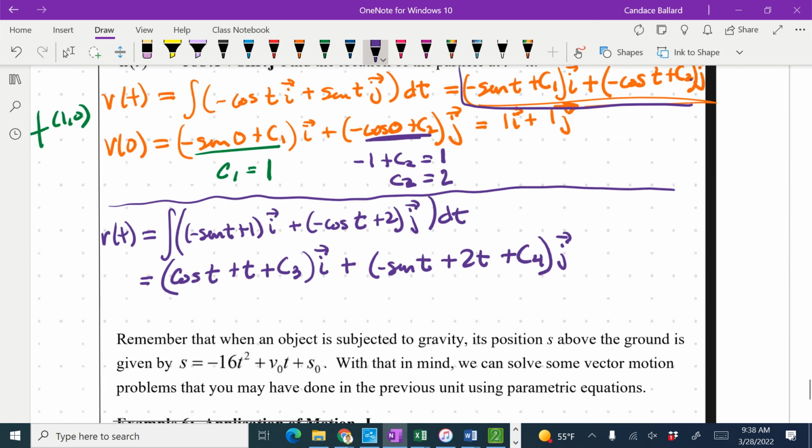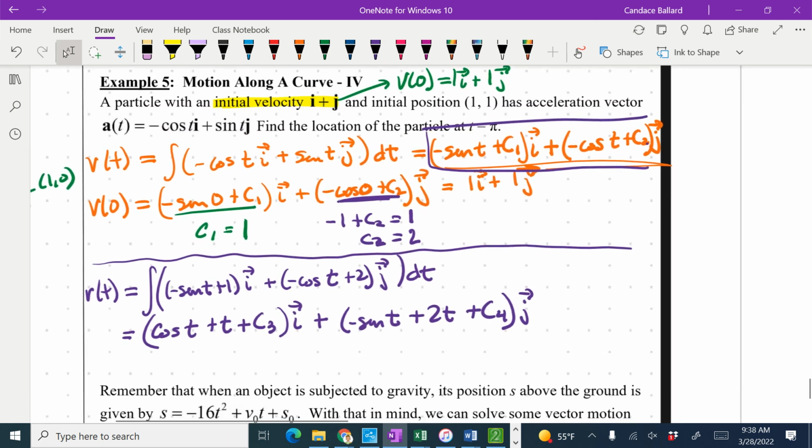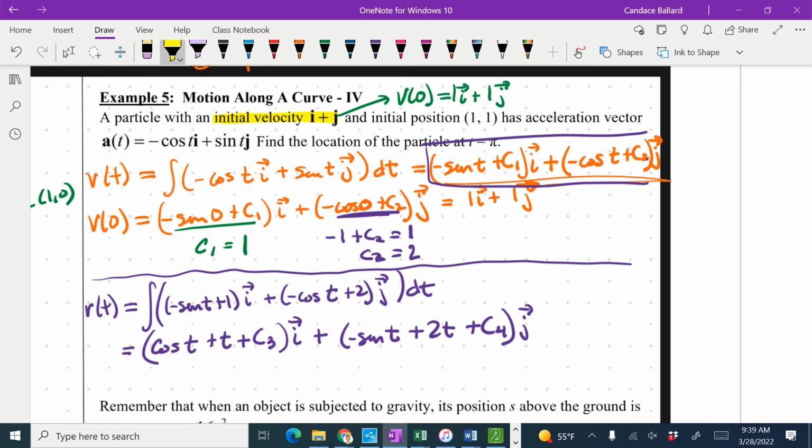Okay, so I am now going to look at my initial position. It's pretty much the same thing as the initial velocity, right? So r of 0 is 1i plus 1j, which is really the same thing we had with initial velocity. They just stated it in 2 different ways. Okay, so let's use that fact.